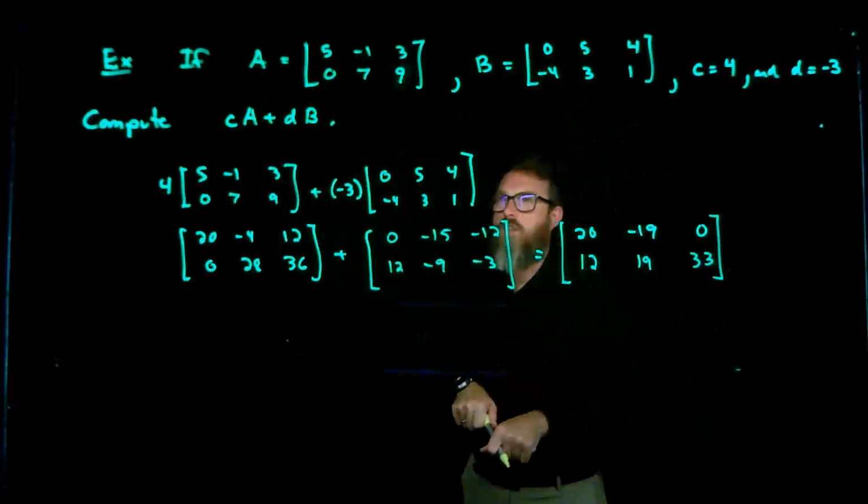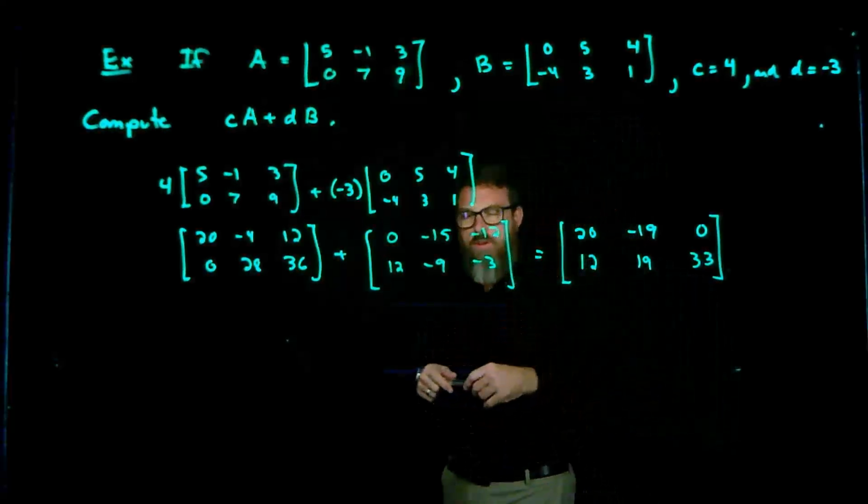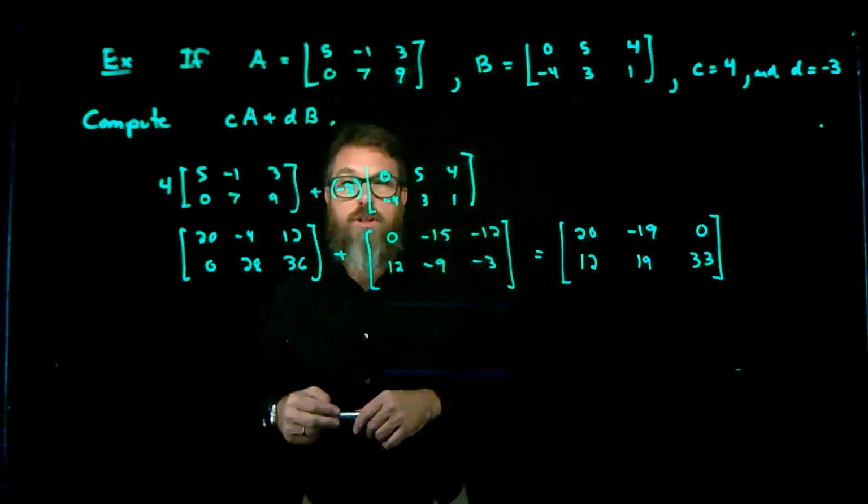So I think you get the gist of how to add matrices and how to use scalar multiplication, and then the combination of the two.